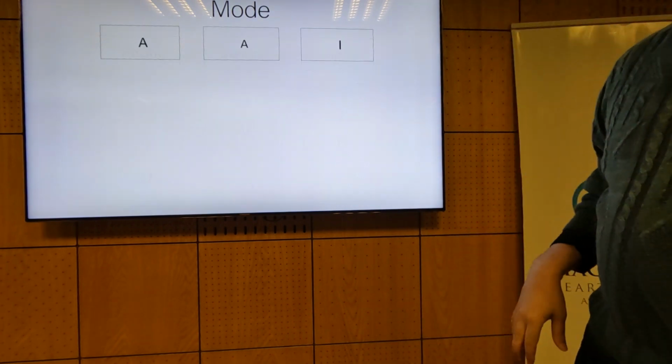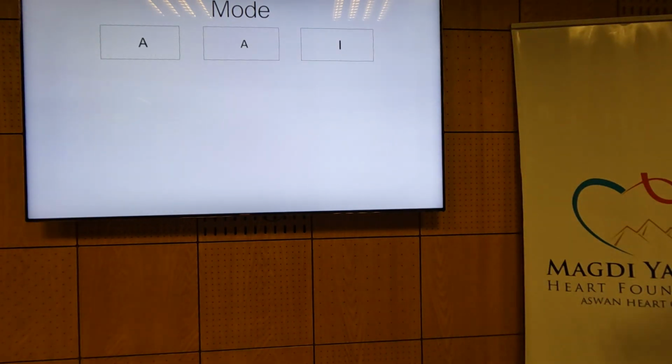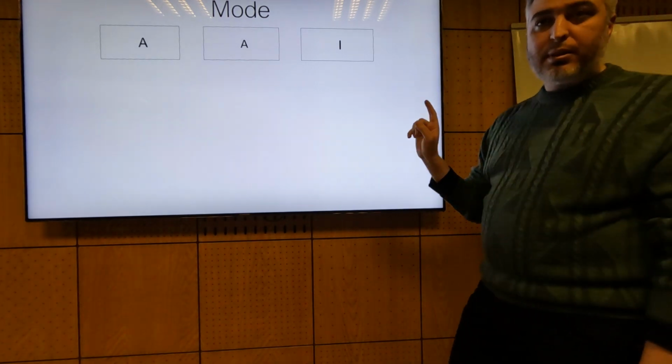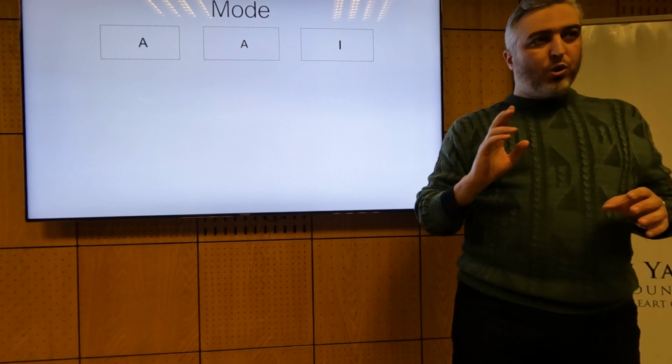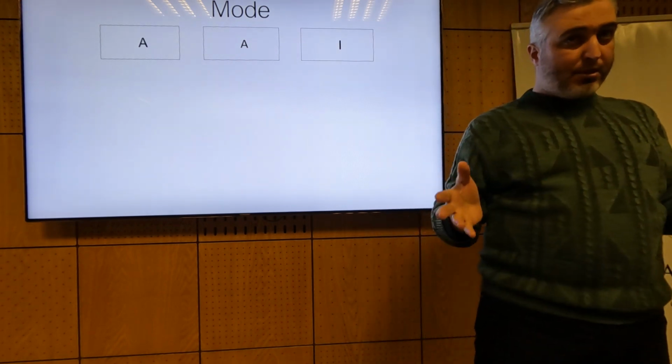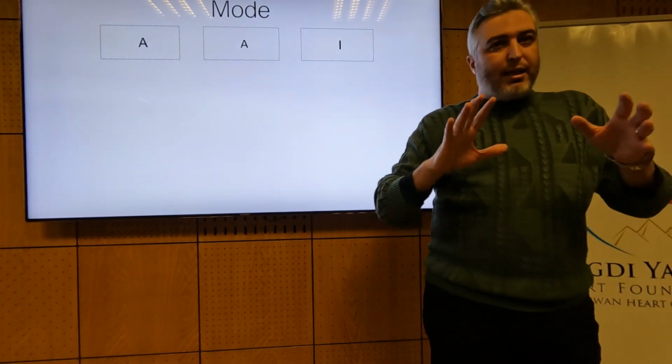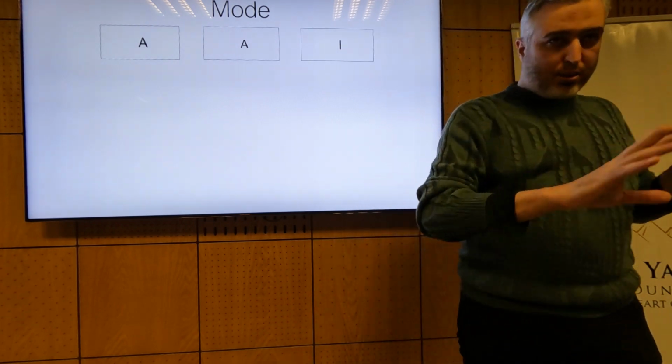Now we want to go across the most commonly used modes in the context of temporary pacing in the perioperative period. We go through each with a set of examples so that we know the advantages, disadvantages, and when to use each.